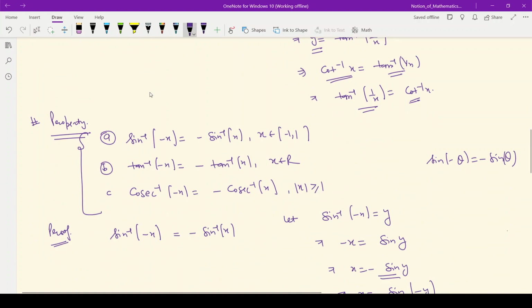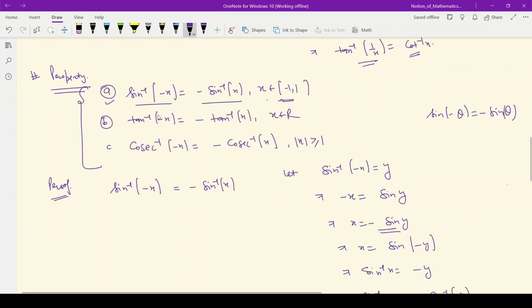Thereafter three more properties I have proved, which I am going to discuss with you. So the first property here is sine inverse of minus x is minus sine inverse x for the values of x in the interval minus 1 to 1. The second property is tan inverse of minus x is minus tan inverse of x, where x is from the real line. And C property is cosecant inverse of minus x is minus of cosecant inverse of x, where mod of x is greater or equal to 1.